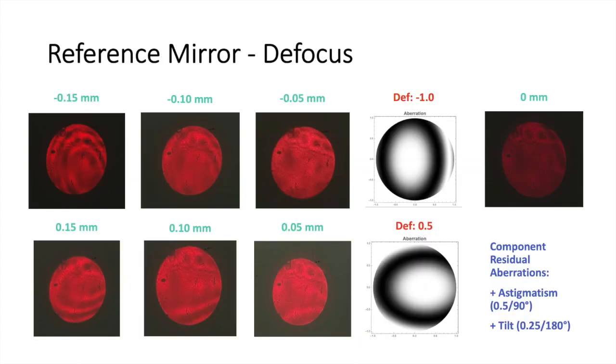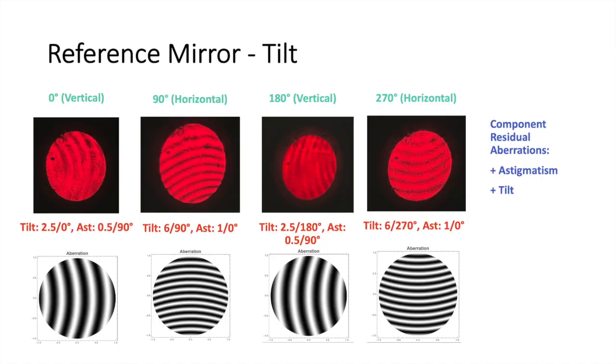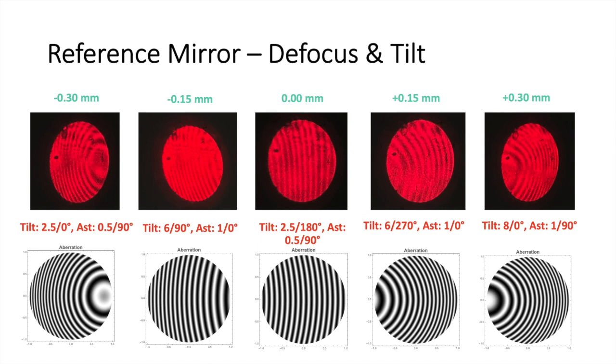Moving the reference mirror through focus produced the following interferograms. As seen by the elliptical profile, the mirror has some residual astigmatism from manufacturing errors. Tilting the mirror produced straight-line fringes of equal spacing, oriented differently depending on the direction of the tilt. When combined with defocus, tilt simply shifts the Airy pattern from defocus.